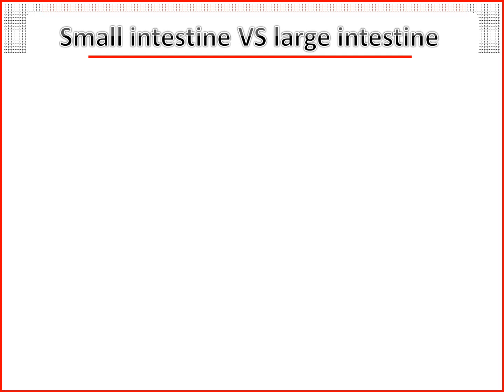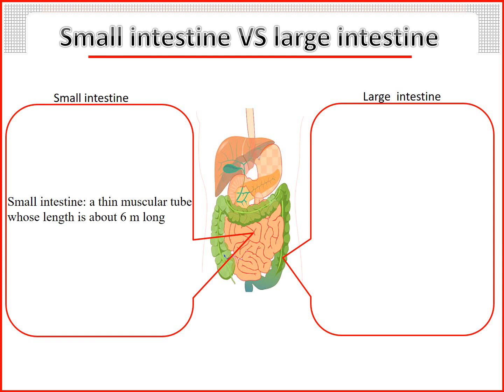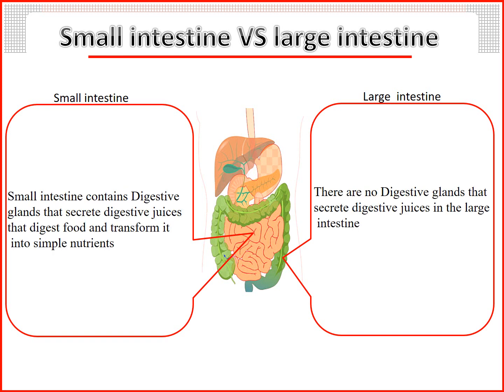Small intestine versus large intestine. Small intestine is a thin muscular tube whose length is about 6 meters long, whereas the large intestine is a large muscular tube whose length is about 1.5 meters. Small intestine is the part between the stomach and the large intestine in the digestive system, whereas the large intestine is the last part of the digestive system.